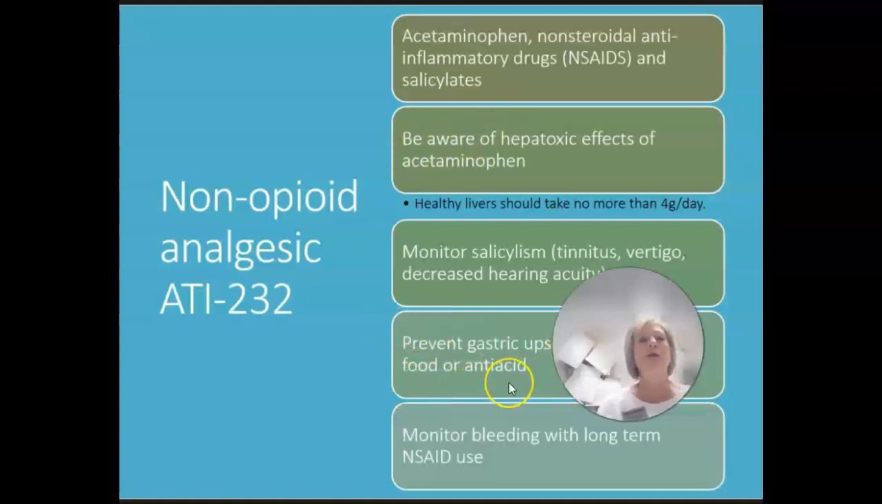Prevent gastric upset. A lot of your aspirin and ibuprofens cause a lot of pain in the stomach. So we want them to take it with food, or they can take it with an antacid. We want them to put something in their stomach before they take it.